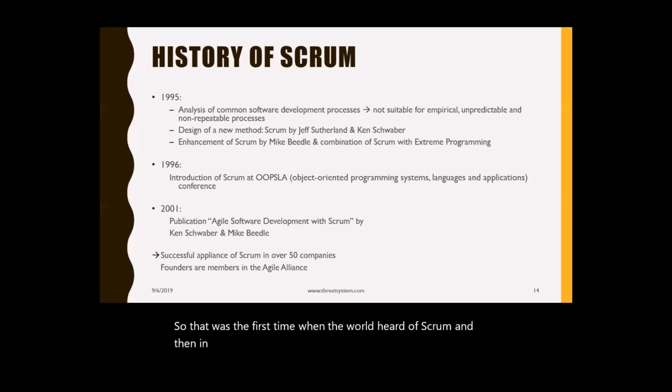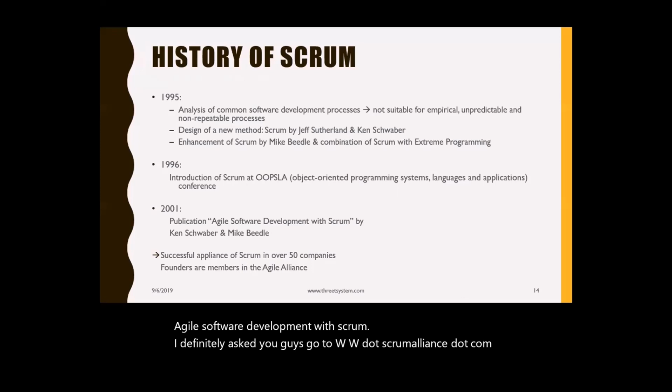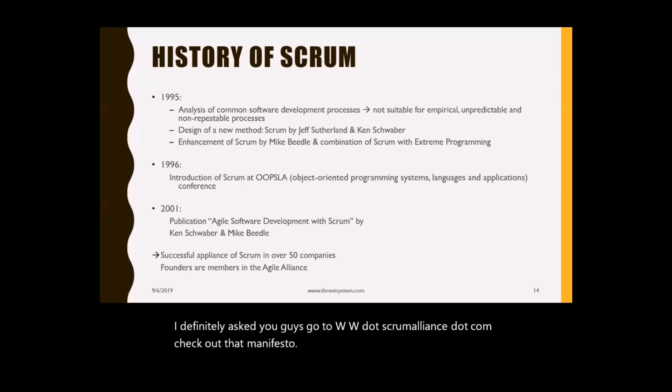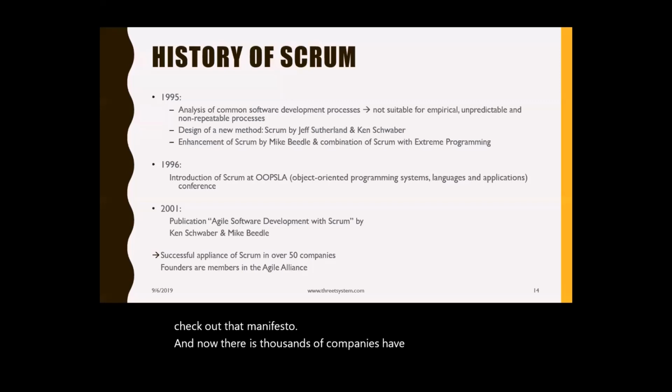And then in 2001, there was its first publication, Agile Software Development with Scrum. I definitely ask that you guys go to www.scrumalliance.com and check out that manifesto. And now there are thousands of companies who have applied Scrum to their projects because there are benefits to it.